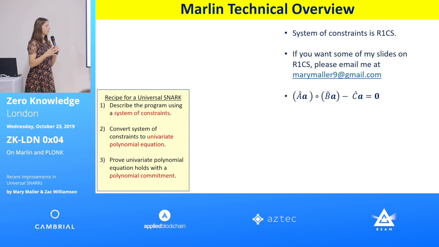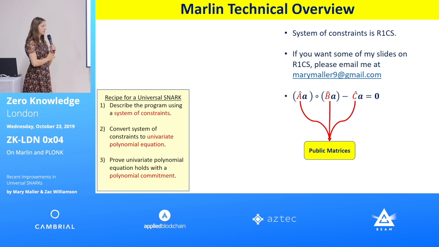The general idea, though, is that we have this matrix equation, a Hadamard product, which says that the Hadamard product of matrix A times this vector with B times the vector minus C times the vector is equal to the zero vector. The matrices are public, and these are what define your program. The vectors are private, and these are what define your program input.